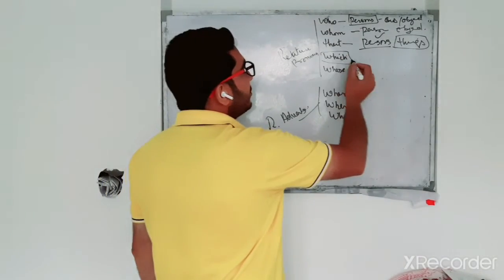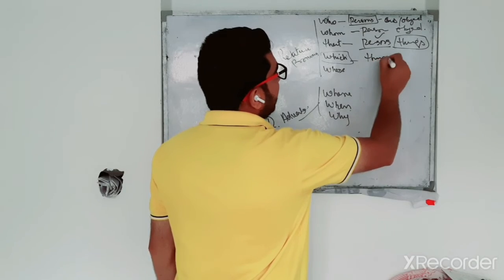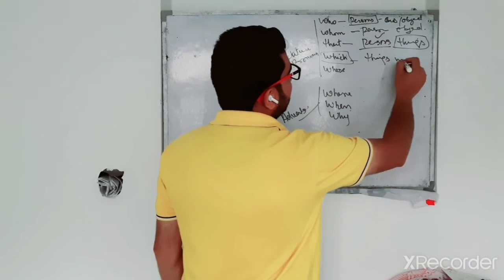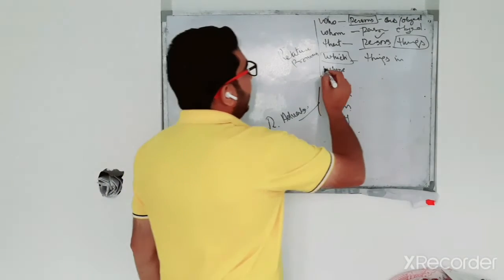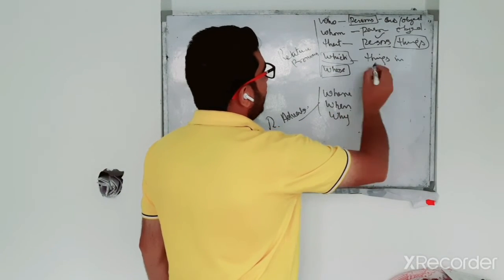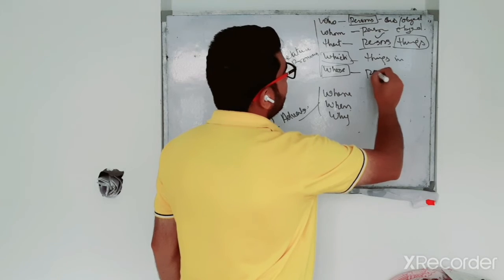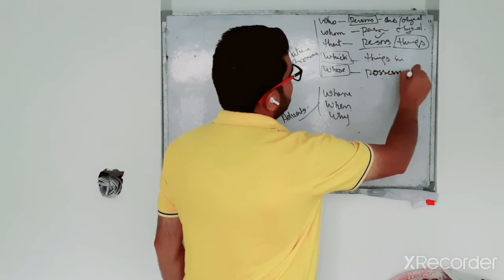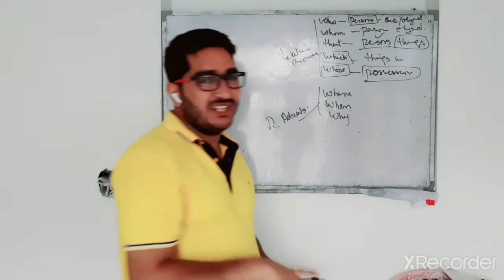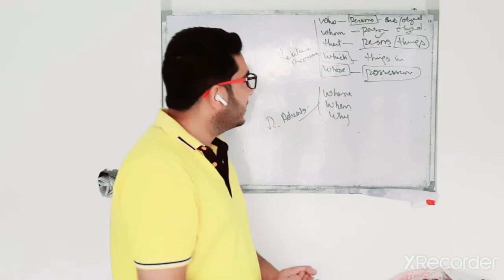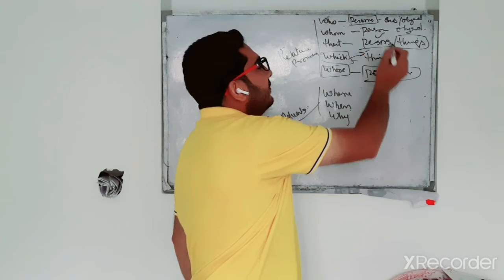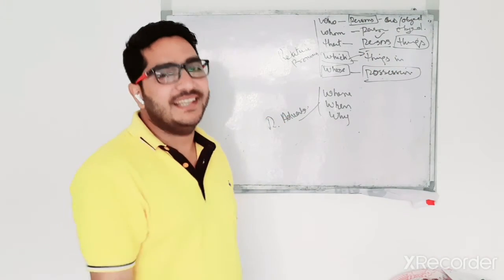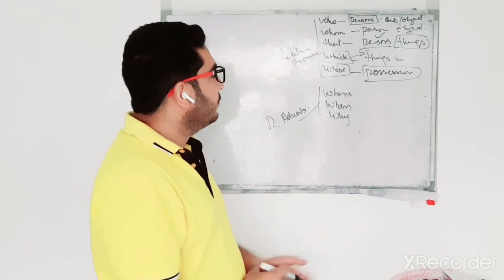And which is used for things, that is, other than persons, in non-defining relative clause only. And then whose is used to show possession, for possession of persons and possession of things. And which is also used in defining relative clause also for things.